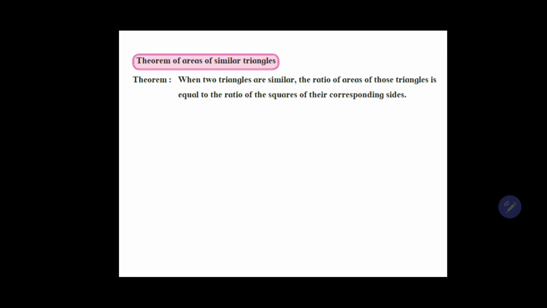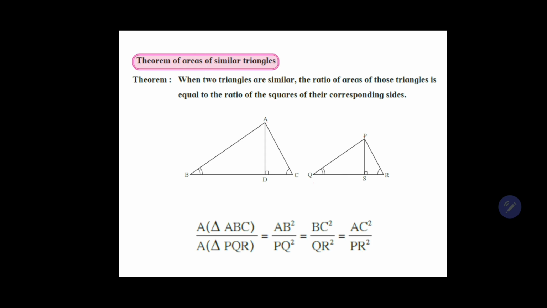Now the next point is the theorem of area of similar triangles. The statement is, when two triangles are similar, the ratio of areas of those triangles is equal to the ratio of squares of their corresponding sides. For this, let us consider two diagrams, triangle ABC and triangle PQR. Now suppose these two triangles are given to be similar.